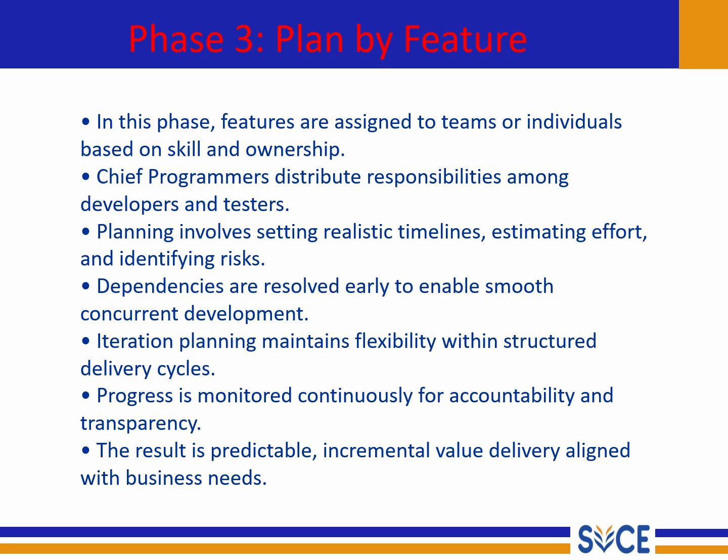Now let's move on to the third phase of feature driven development, that is plan by feature. So once the feature list is ready, the next question is who will do what, and when. That's what this phase answers. In this stage, features are assigned to specific teams or individuals based on their skills and sense of ownership. Every person or team becomes responsible for successful delivery of the assigned features. This gives clarity and accountability right from the beginning.